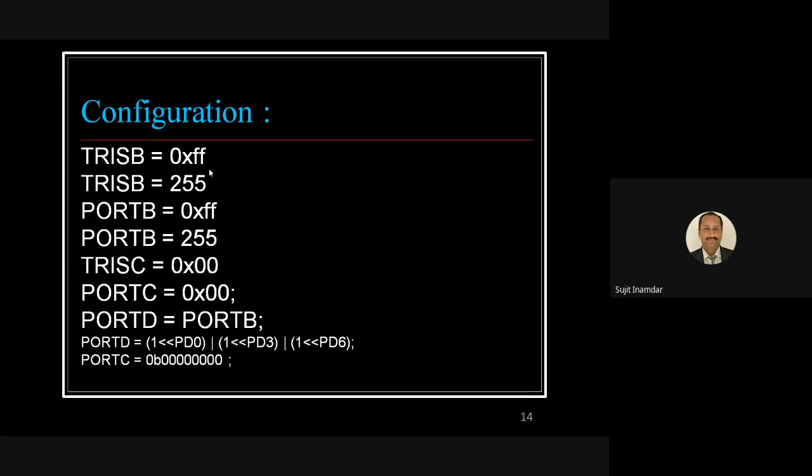0B. B stands for binary. And all bits are 0 means all the pins of port C are assigned to 0.